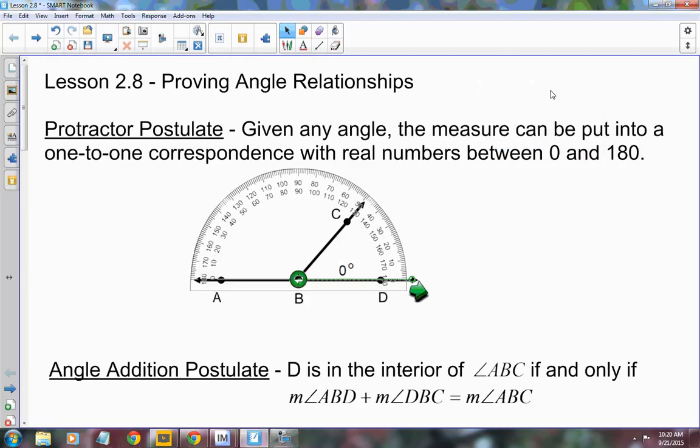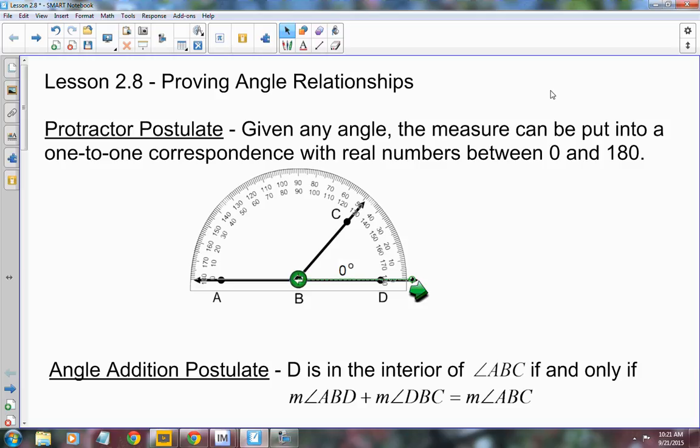Today we're talking about proving angle relationships. Last week we talked about proving segment relationships, and all the things that we did in regard to segment relationships apply to angle relationships. And so, like, we had the segment addition postulate. We're going to learn about the angle addition postulate.